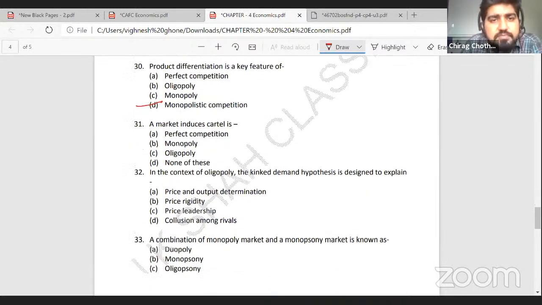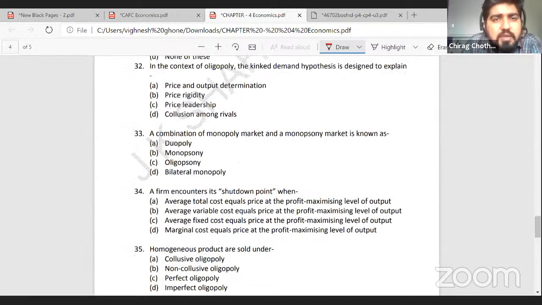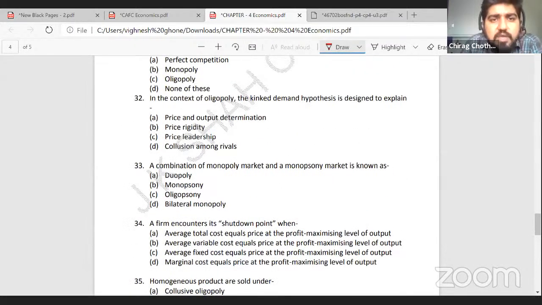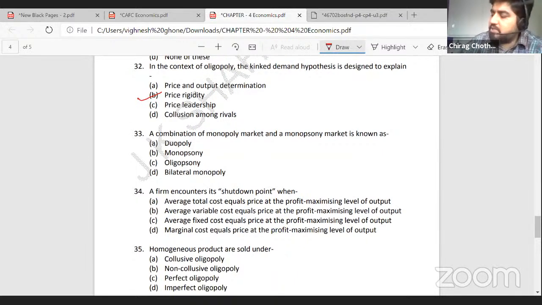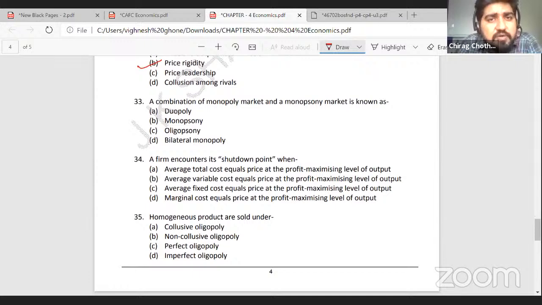Next, question number 32. In context of oligopoly, the kink demand hypothesis is designed to explain what? I've told you while explaining this concept itself, students, that it represents price rigidity. Why? Because we cannot change the price because of the variety in elasticity of demand that we observe in case of oligopoly, right?